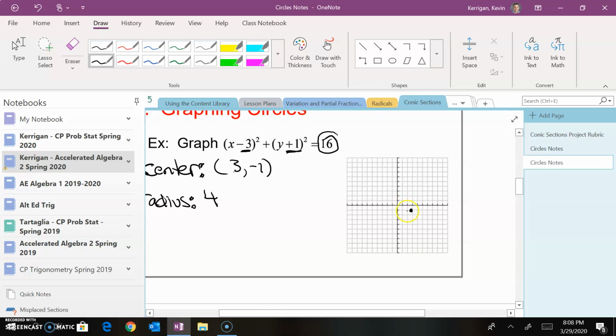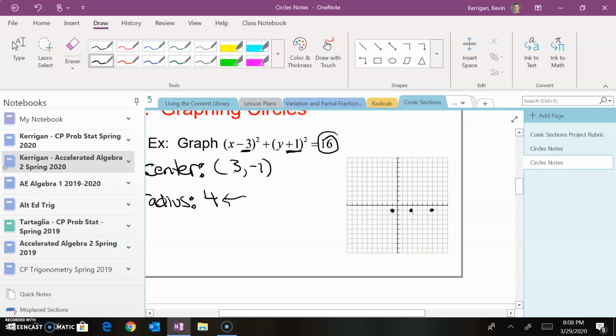And then from that center point, whatever my radius is, I'm going to go that many units from the center to the right, to the left, up, and down. So at 3 comma negative 1, I'm going to add 1, 2, 3, 4 units to the right, then go back to my center and go 1, 2, 3, 4 units to the left.